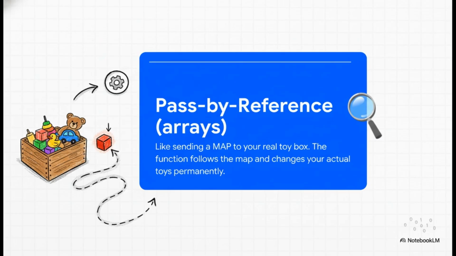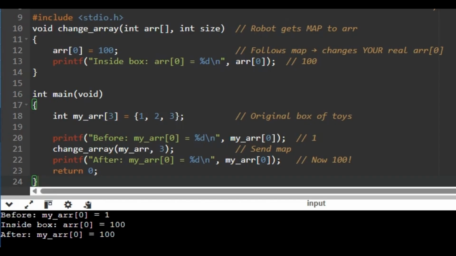Okay, so this function, changeArray, is built to do one thing: modify the very first element of any array it receives. So back in main, we'll create an array called myArray. We'll print out its first element, then we'll call the function, and then print that first element out one more time. Can you see the difference?